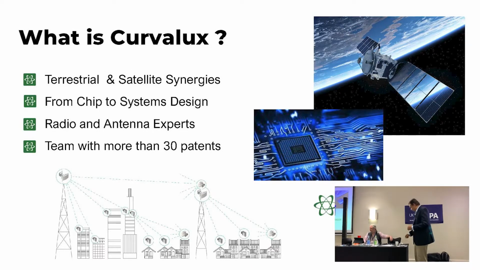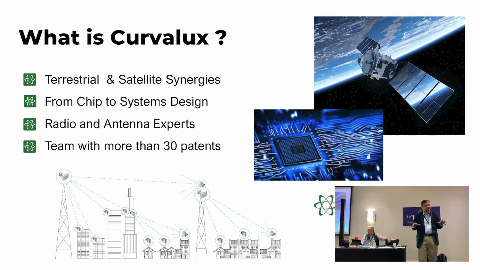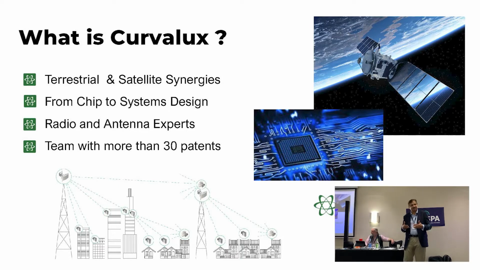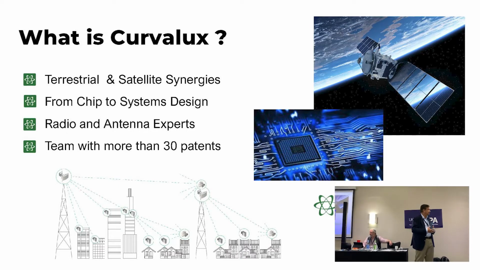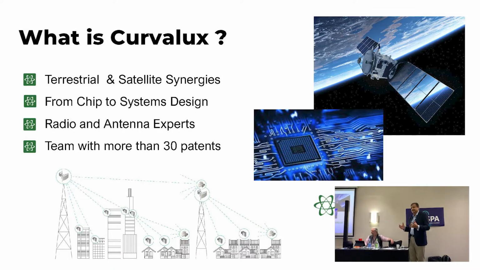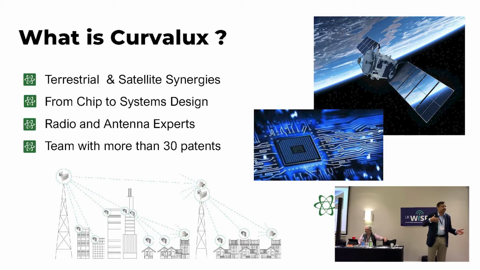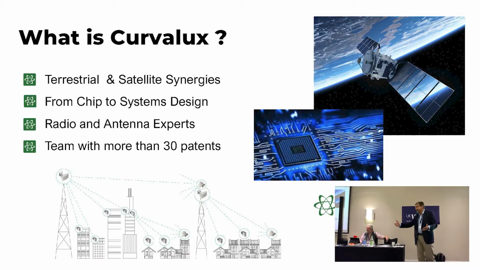Curvalux is basically formed by a group, which is Airspace Internet Exchange. This group has got two companies. One is called Saturn, the other is Curvalux. This group was already working for some time in the satellite communication business, under the name of Saturn. Then a thought came up that there is a lot of synergy between satellite communication and terrestrial communication, and a lot of technologies which are already there.